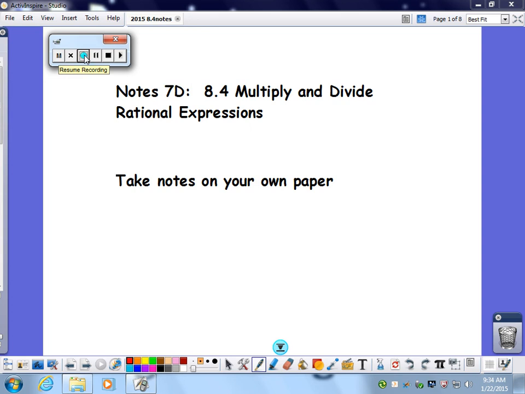Alright, today these are notes 7D. This is 8.4 in the textbook, multiply and divide rational expressions. You will be taking notes on your own paper.